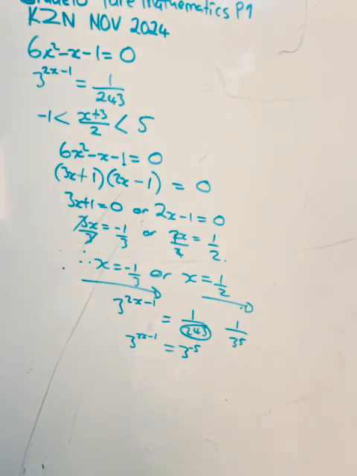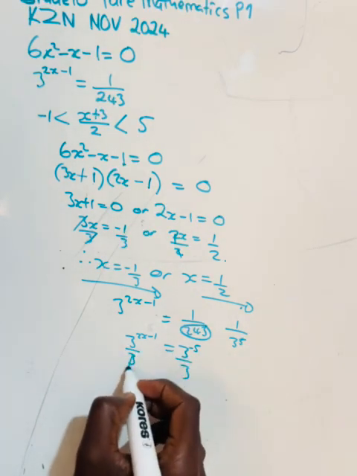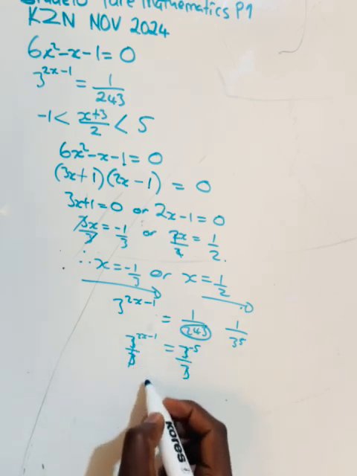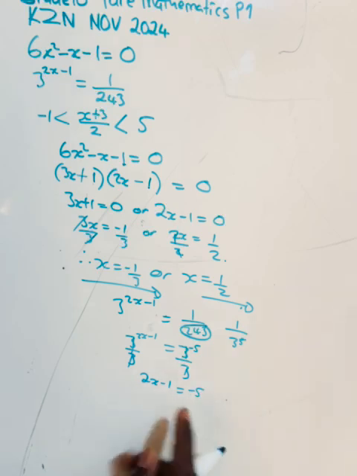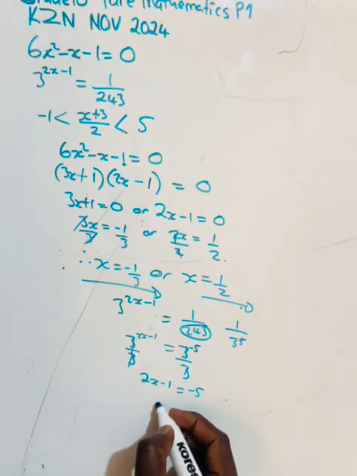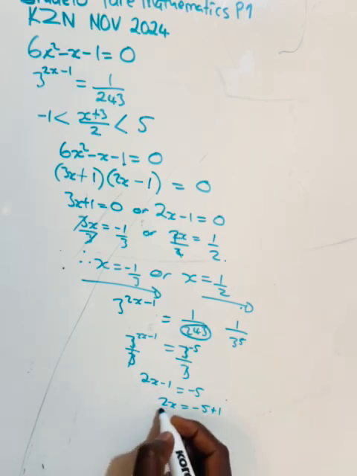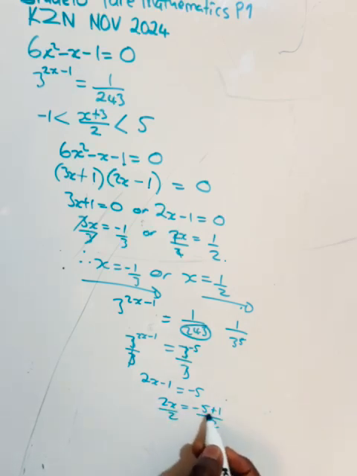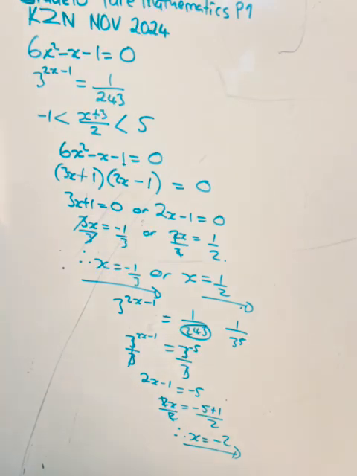And now, what do I need to do? I need to dissolve the bases. I've got a base 3 here, I dissolve the base 3. So now I've dissolved the bases, I bring down 2x minus 1, which is equal to negative 5. Then I'm going to transpose this negative 1. So I've got 2x, which is equal to negative 5 plus 1. Then if I divide by 2 and I divide by 2, you punch it into the calculator like this, then it will give you x, which is equal to negative 2. Because negative 5 plus 1 gives me negative 4, and negative 4 divided by 2 gives you negative 2. Right? Then we are done.